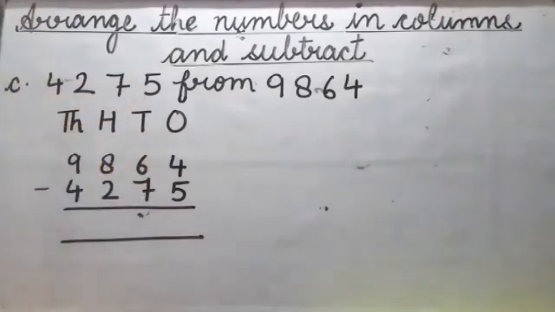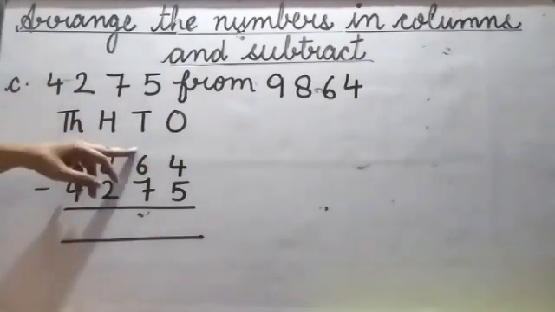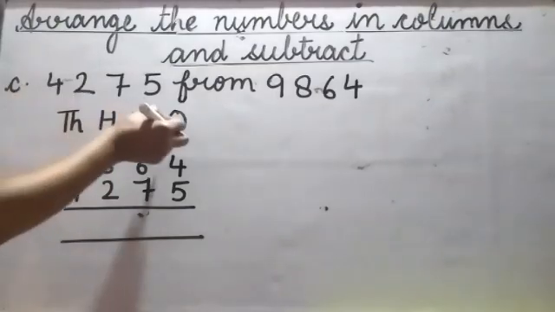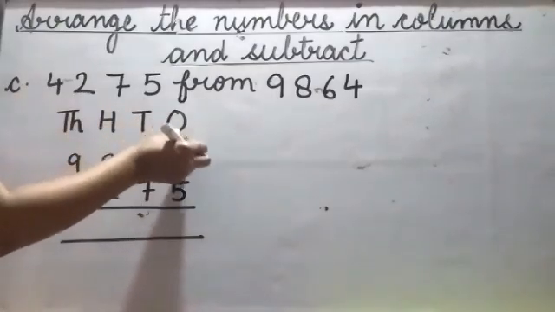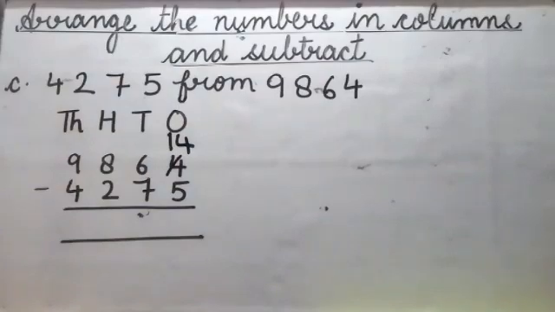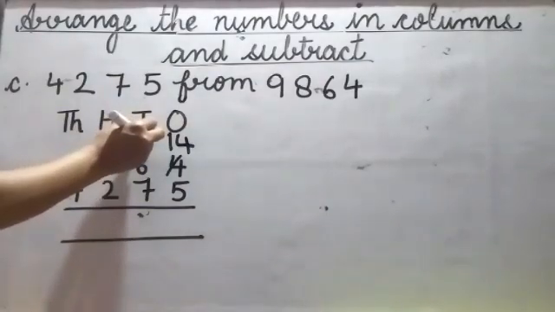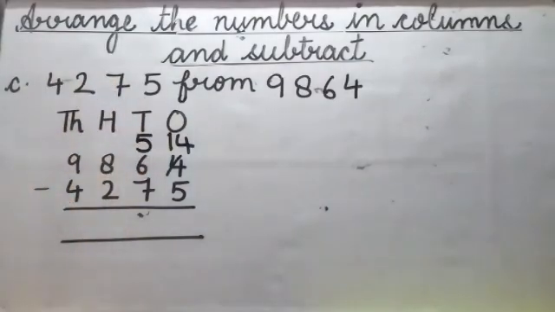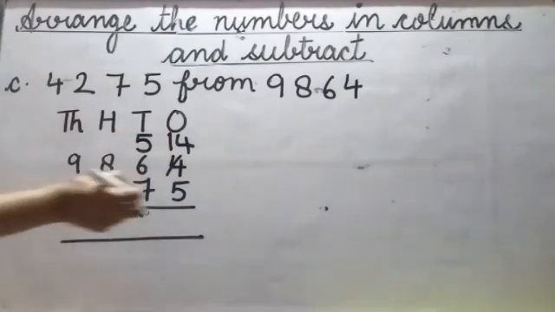4 minus 5. 4 is smaller than 5. So 5 will not be subtracted from 4. So what will we do? We will borrow 10 from the tens column. So 4 will become 14 and 6 will become 5. So 14 minus 5 is equal to 9.